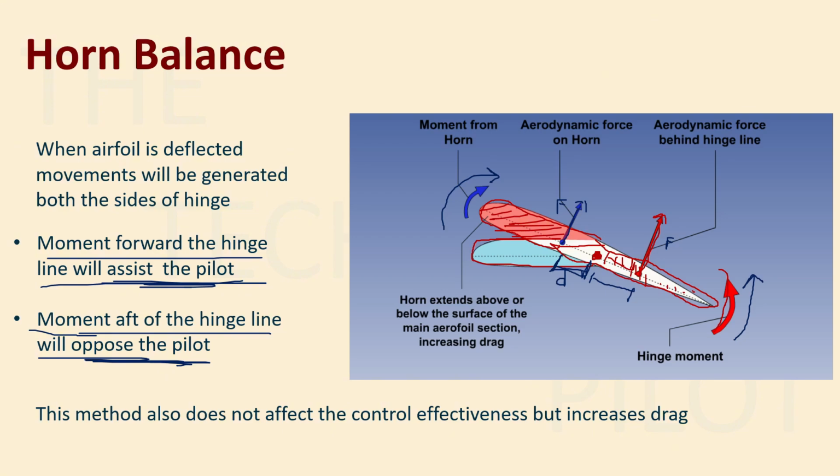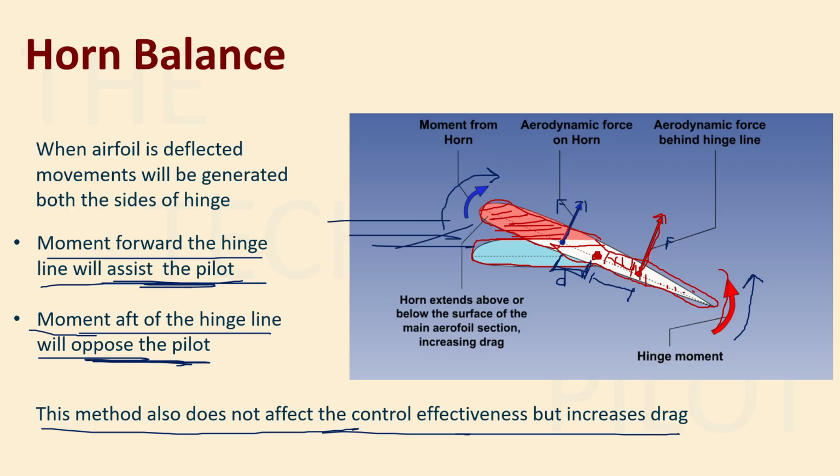And this method does not affect your control effectiveness, but the drag is increased. Obviously, the drag will be increased because of the extra surface that is coming into the air. So there will be more parasite drag, right? But this does not affect control effectiveness. Again, although we have changed the forces, moment is force multiplied by distance. And I told you that whenever you change the distance, it is fine. The control effectiveness will not be affected. If we change the force, then the control effectiveness will be affected.